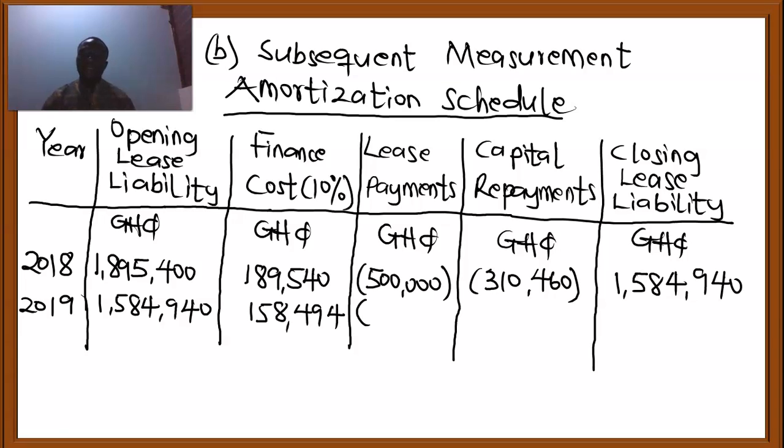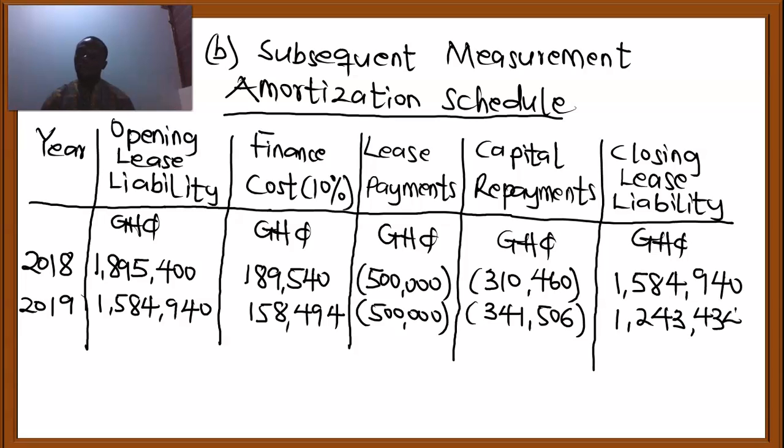The lease payment will still be 500,000. We subtract the finance cost from the lease payment, and we have a capital repayment of 341,506. And then we subtract the capital repayment from the opening lease liability to arrive at 1,243,434. Since you are only required to show extracts for 2018, we can leave the amortization schedule here.